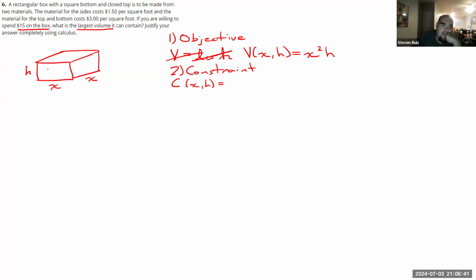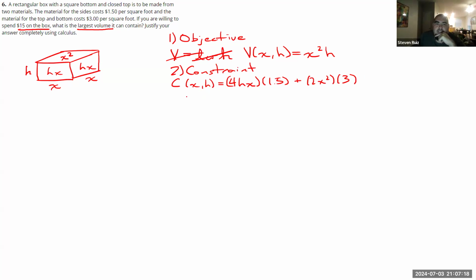So the area of this face here, on the side, is hx. This one's hx. The two opposite them are both hx. So I'm going to have 4 sides whose area is hx, and they're each going to cost how much? They're each going to cost $1.50. I'm also going to have two sides, the top and bottom, which are going to be x squared. So 2x squared, and how much are those going to cost? Those are going to cost $3 each.